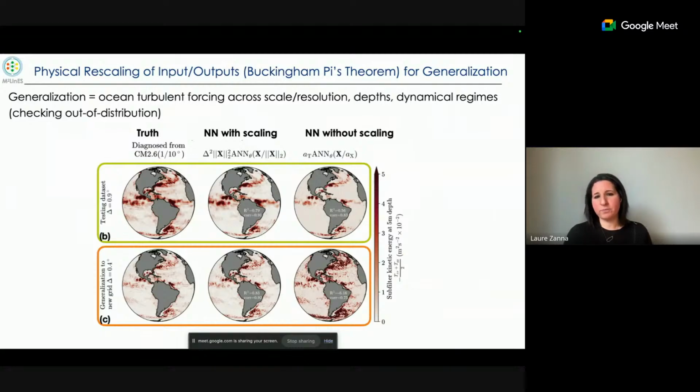And that has been one of the big ingredients that we've been trying to push forward, which is trying to think about the way we do the dimensional scaling. For that, we've been inspired by what we call the Buckingham pi theorem, which is basically using the units of the different variables that we care about to do a local non-dimensionalization.